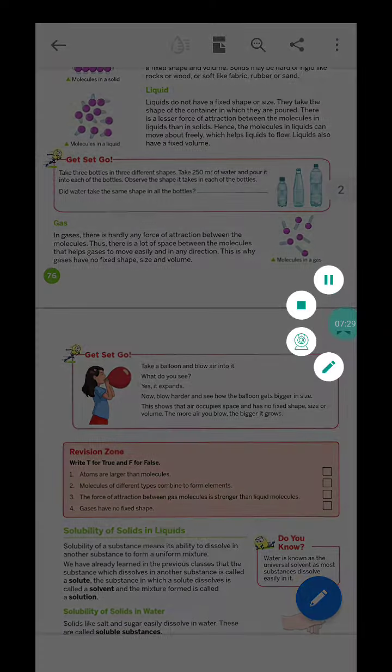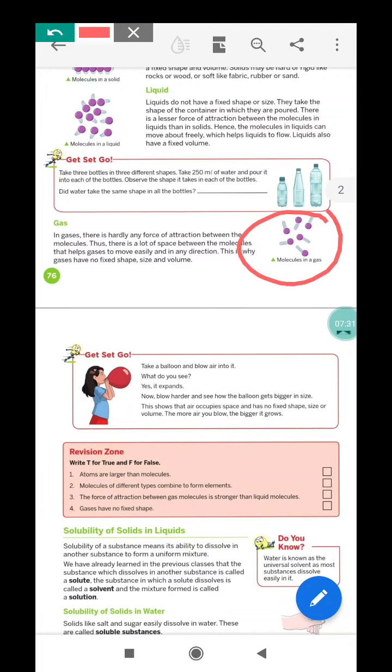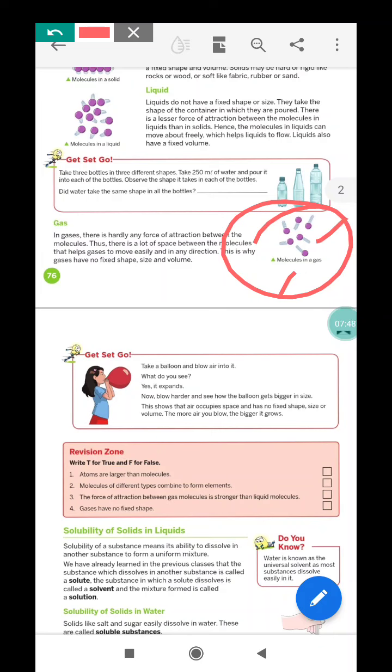So what are we saying here? We are saying that the space between the molecules is very large. That is why they don't have any force of attraction and they move freely. They can move freely anywhere in the container. They can move here, here, here, there.